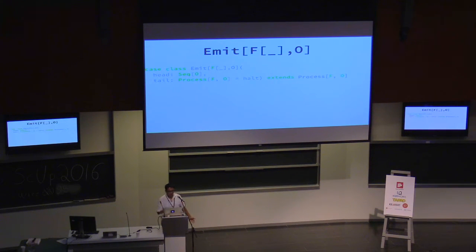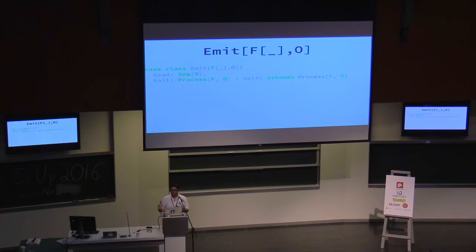So the next form of process is emit. It actually emits a sequence or chunk of values. If you take a look at it, its structure is quite similar to this. It has a head, which represents the type of value to be emitted in this state. And then it also has a tail, which refers to the next state to be processed.